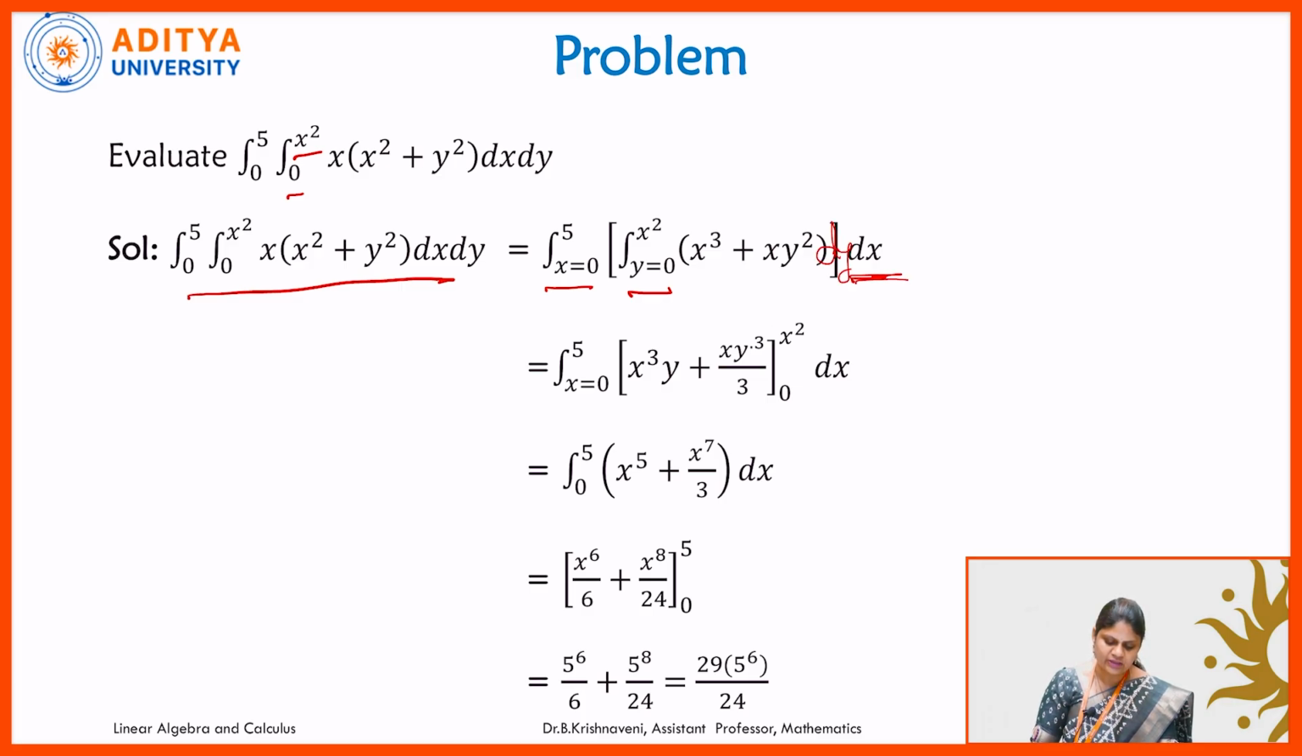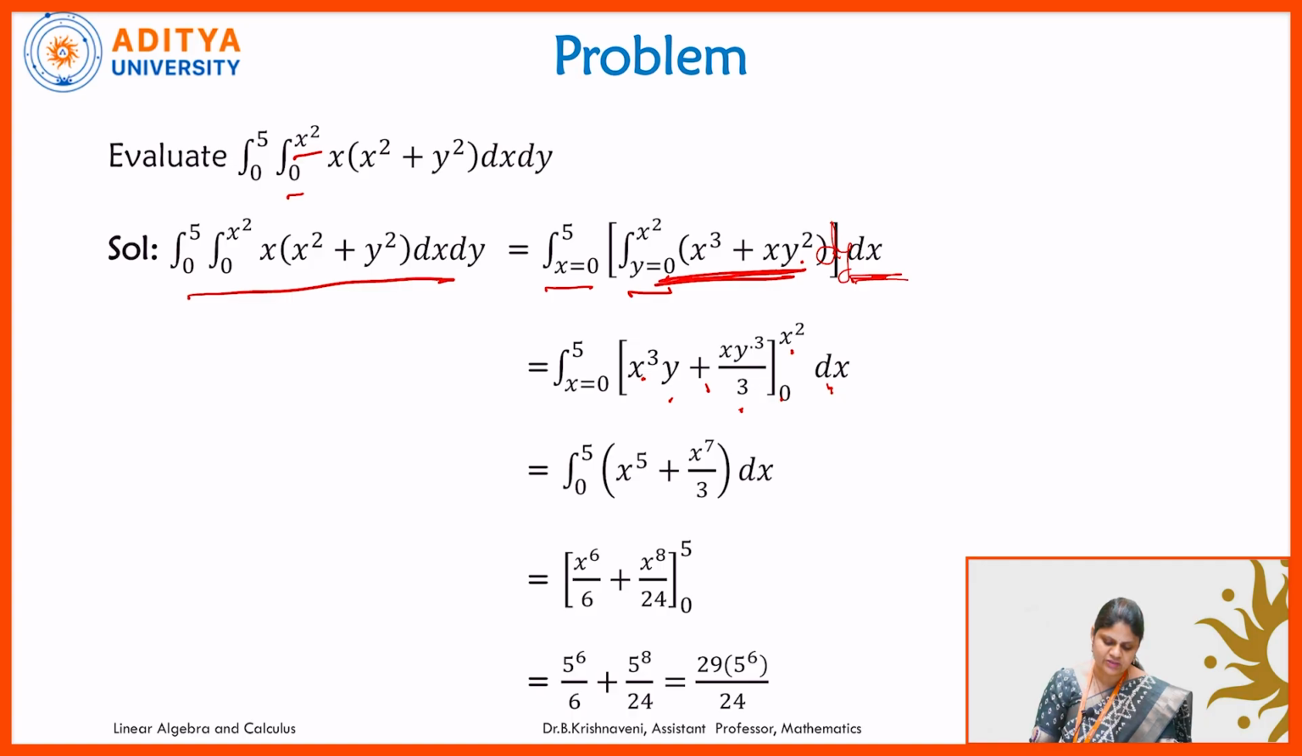So let us do the integration in this order: integral x from 0 to 5. Now integrate the inner integration with respect to y. x is constant here: x³ times the integral of dy is y, plus x times the integral of y², which is y³/3, and the y limits are from 0 to x², dx.